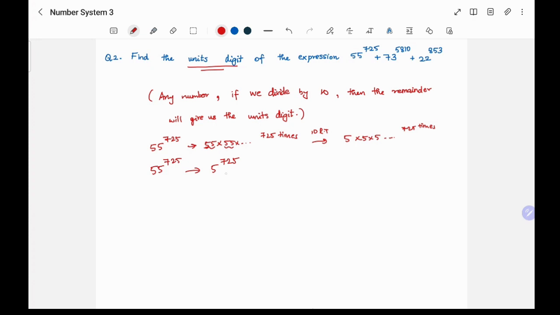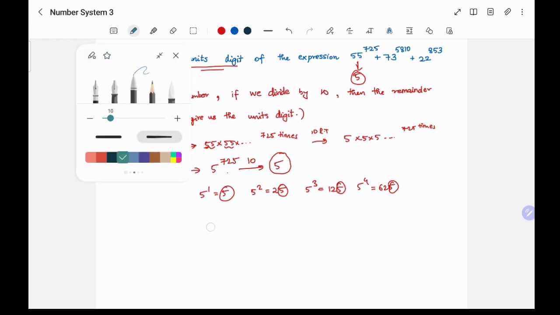And now 5 power 725, any power of 5, will always end in 5. For example, 5 power 1 is 5, 5 square is 25, 5 cube is 125, 5 power 4 is 625. You can see any power of 5 ends with 5. So this is a rule. So if you again divide this by 10, the units place will still be 5. So we have simplified the first term to 5. Very easy, right? So now let's go to the second term.